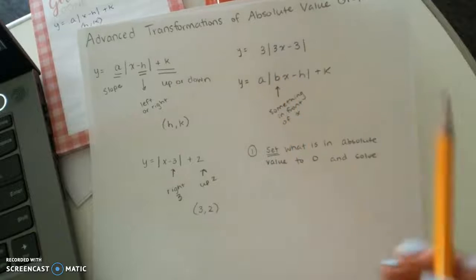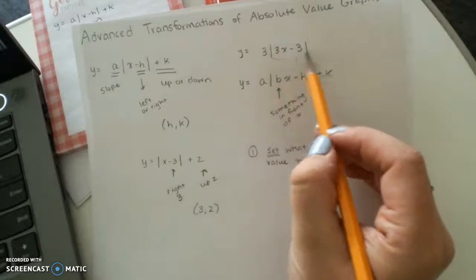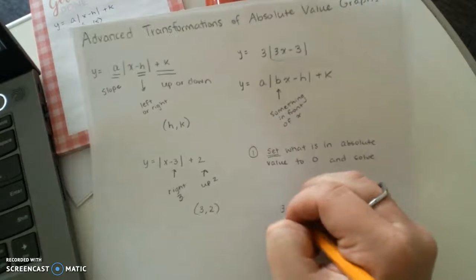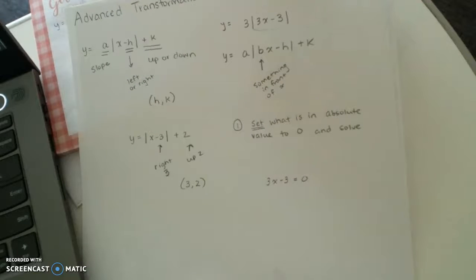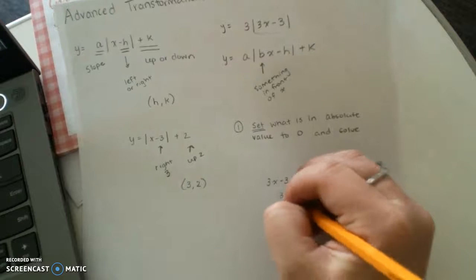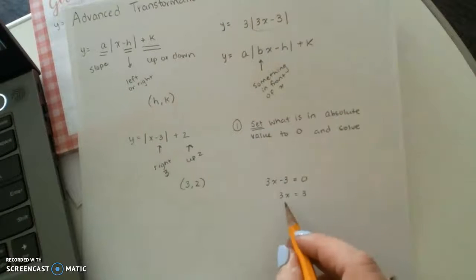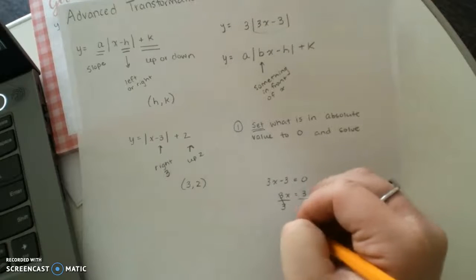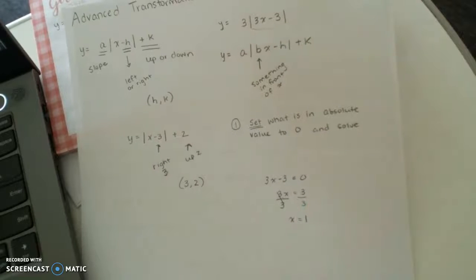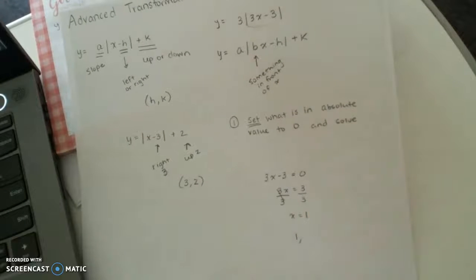So this one, I'm going to set whatever's inside of my absolute value signs, which is 3x minus 3, equal to 0. And I'm going to solve for x. So I'm going to add my 3 to both sides. And then I'm going to divide by 3. Alright, so that is my new x value of my vertex. Okay? My vertex is going to be found at 1, the x value.